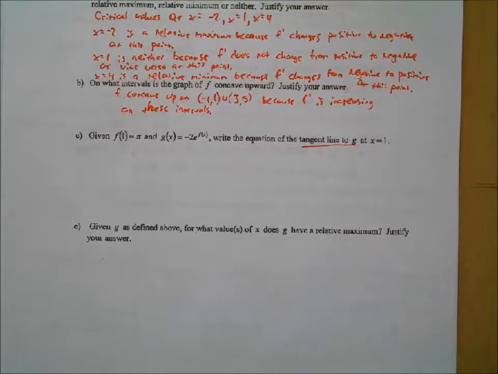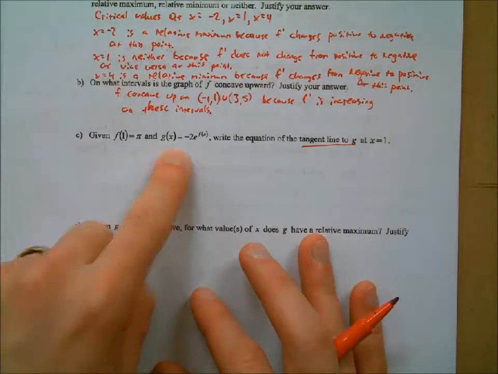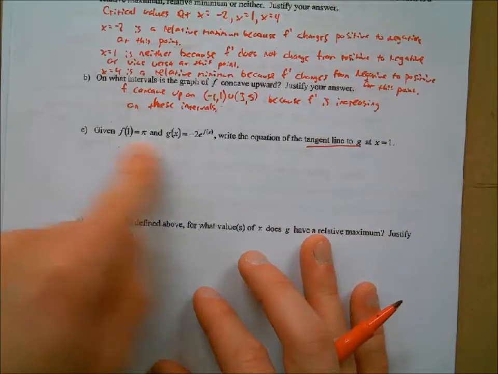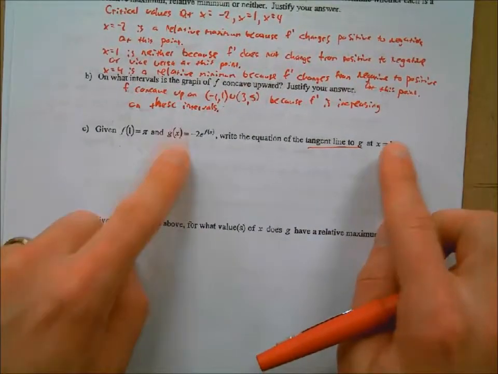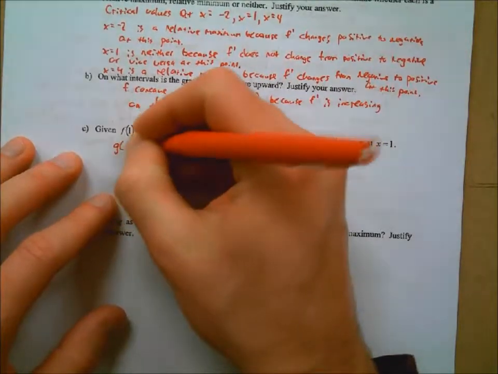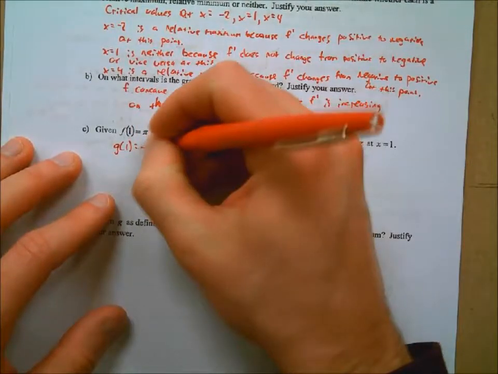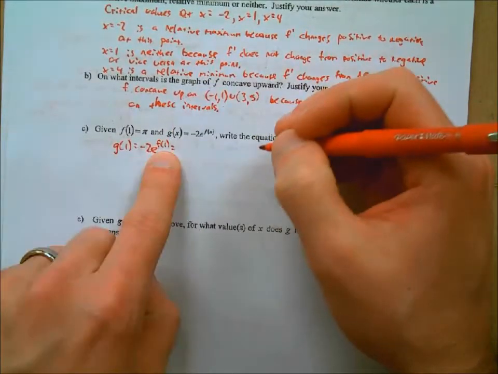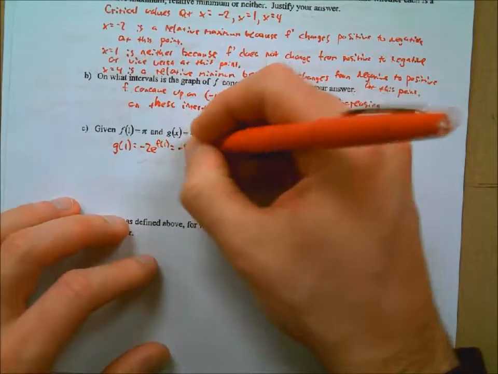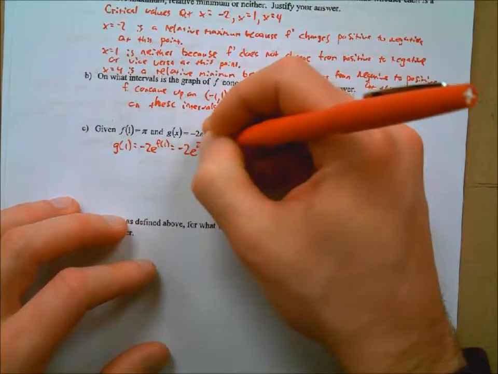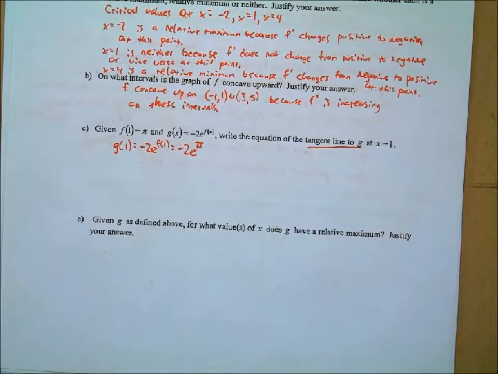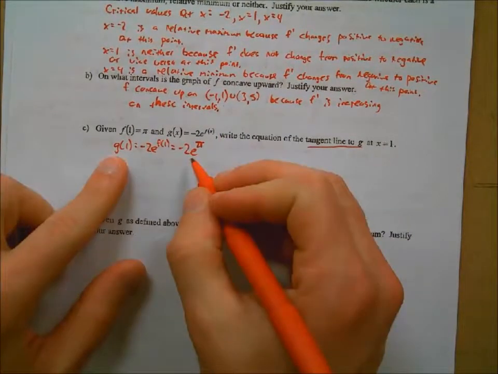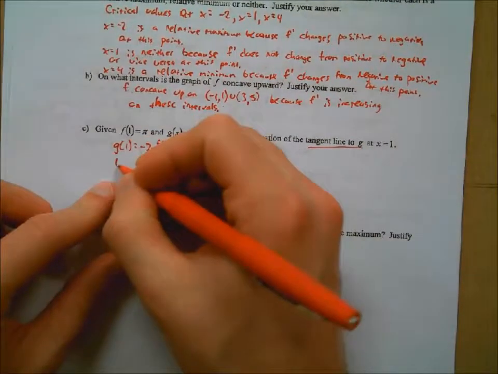Do we have a point already? We kind of have half of the point, right? We know the x coordinate. We need to find the y coordinate here. So we'll do g of 1, which is equal to -2e to the f of 1. What is f of 1? Pi. So we know -2e to the pi. Okay, g of 1 equals -2e to the pi. And so that is our point then, 1.